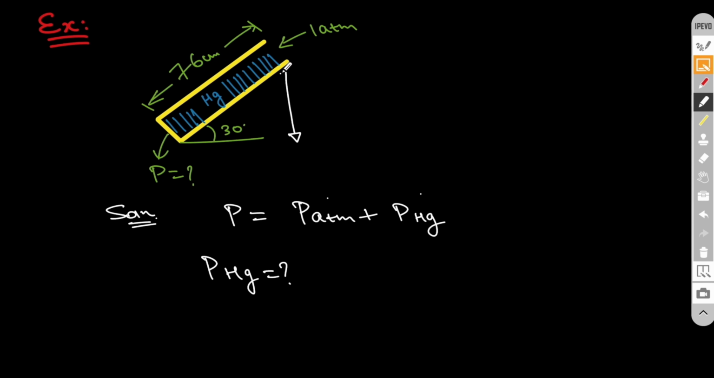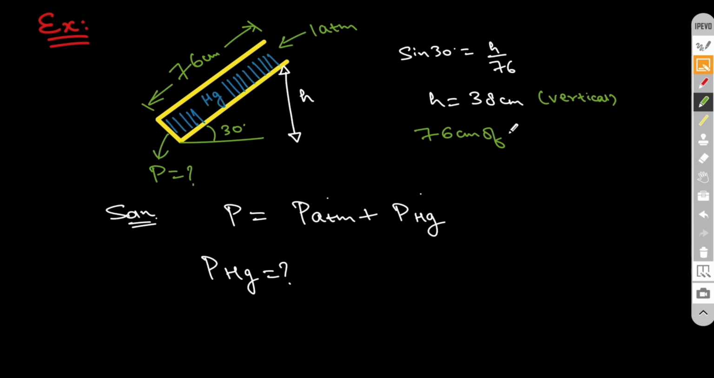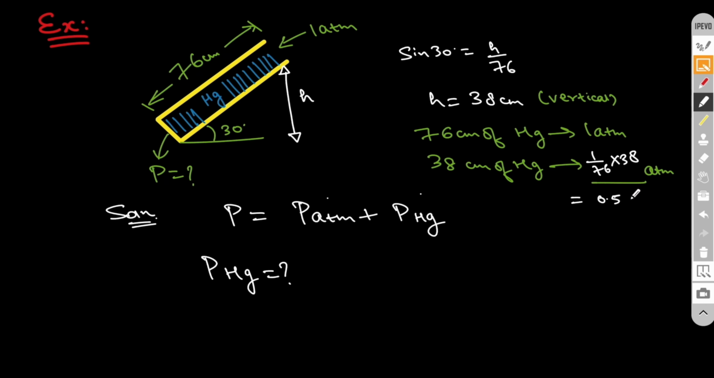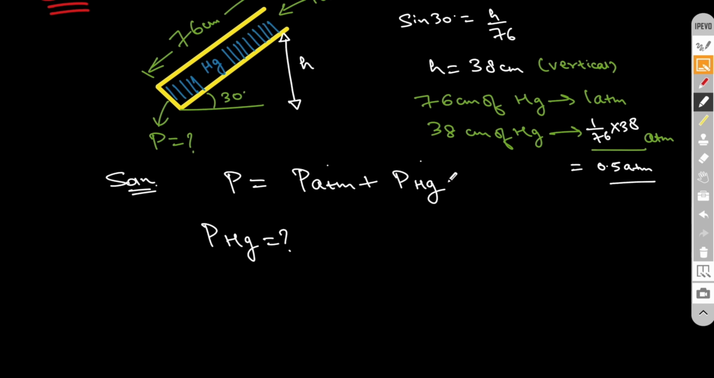To calculate it, we will have to first find the vertical height over here, which is, let's say, h. So we'll apply trigonometry. So sine 30 degree is equal to h divided by 76. So h will come out to be 38 centimeter, which is the vertical height. We know due to 76 centimeter of mercury, pressure exerted is 1 atm. So due to 38 centimeter of mercury, the pressure exerted will be 1 divided by 76 multiplied by 38. It will come out to be 0.5 atm, right? So we got the pressure exerted by mercury column here, which is 0.5 atm.